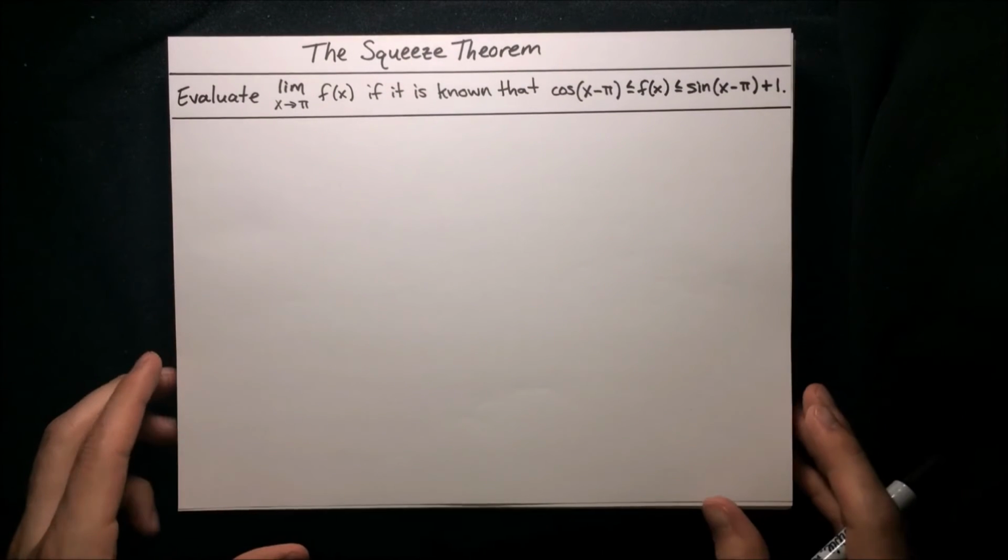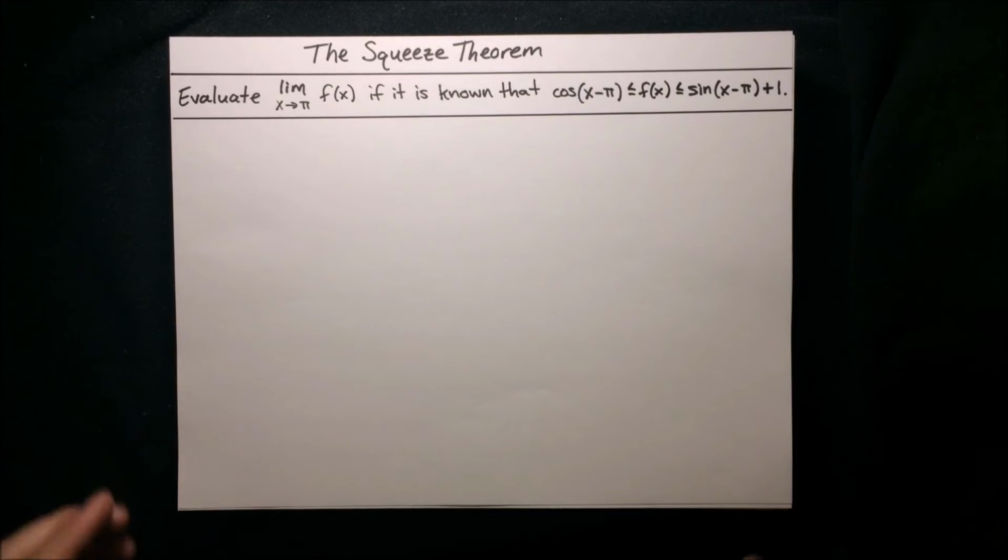Our next problem is to evaluate the limit as x approaches pi of f of x if it is known that f of x is between cosine of x minus pi and sine of x minus pi plus 1 inclusive. Now, just to get an intuitive feel of the problem, it might be a good idea to sketch these graphs of cosine of x minus pi and sine of x minus pi plus 1 before actually applying the squeeze theorem. If you do that, you'll really see the squeezing take place visually. But for the sake of time, we won't actually do that here.